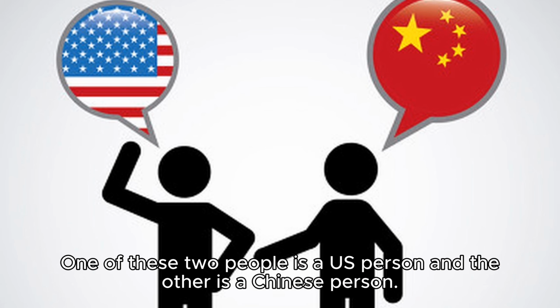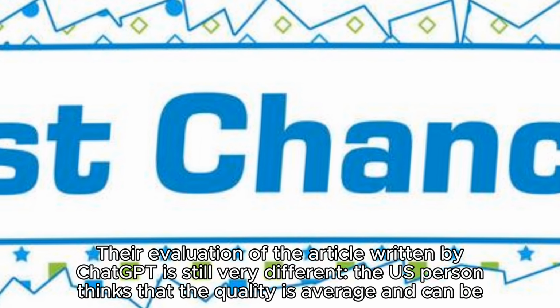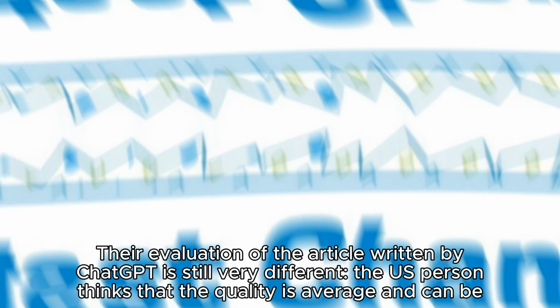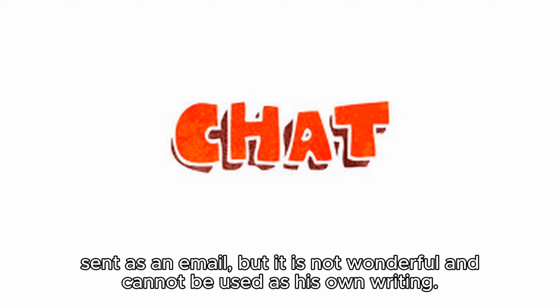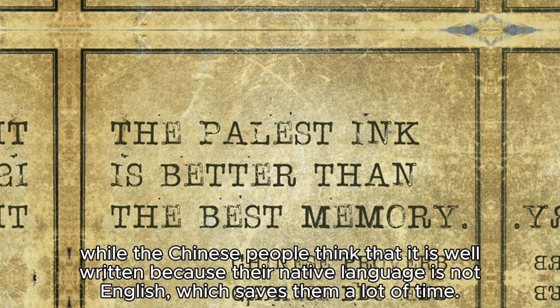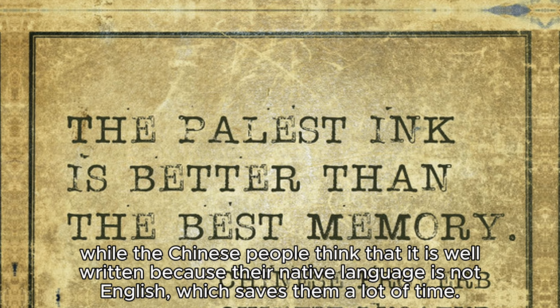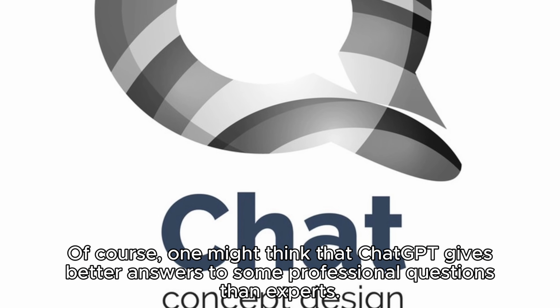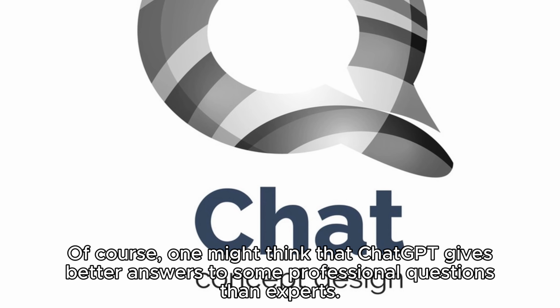One of these two people is a US person, and the other is a Chinese person. Their evaluation of the article written by Chat is still very different. The US person thinks that the quality is average and can be sent as an email, but it is not wonderful and cannot be used as his own writing. Otherwise, others will feel that their level is too low. While the Chinese person thinks that it is well written because their native language is not English, which saves them a lot of time. Although he can write articles of the same level, he may have to spend more time choosing words and grammar.